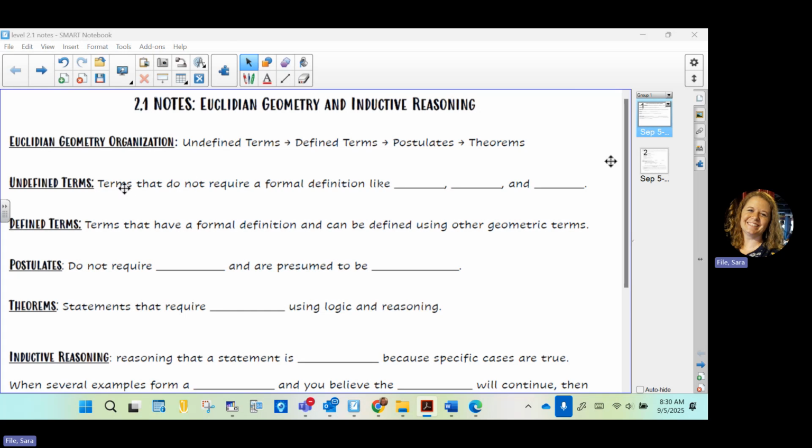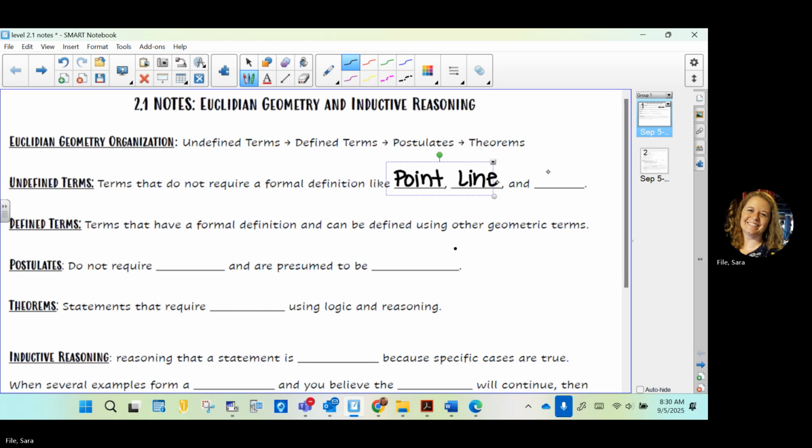So undefined terms, as we mentioned back in unit 1 when we learned about definition, the ones that we talked about were point, line, and plane. Those are our 3 undefined terms.